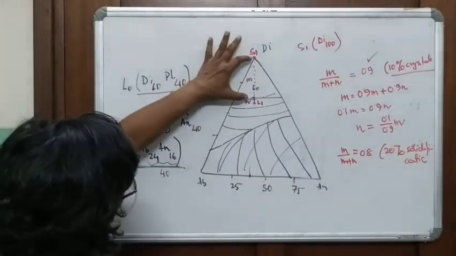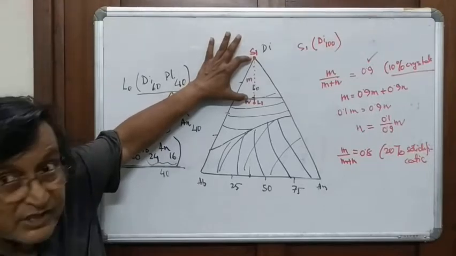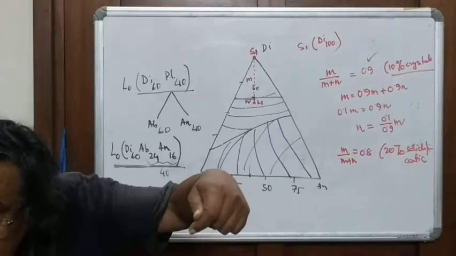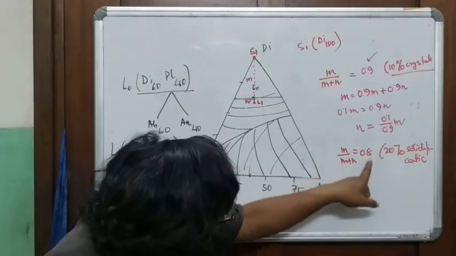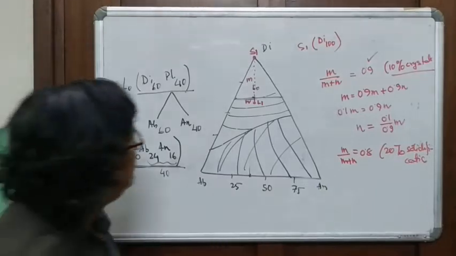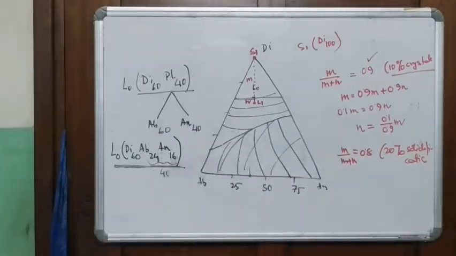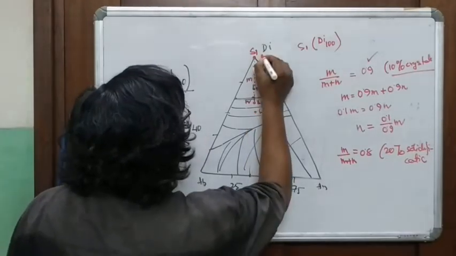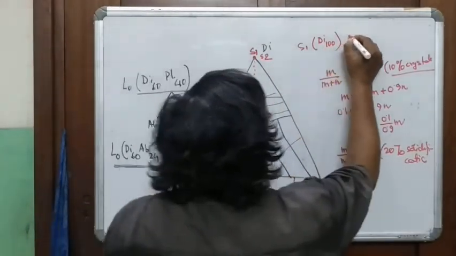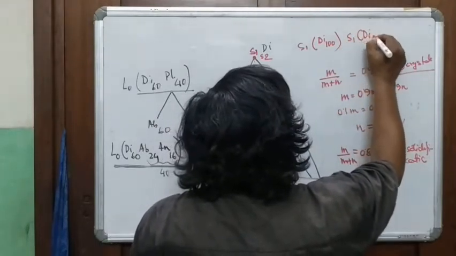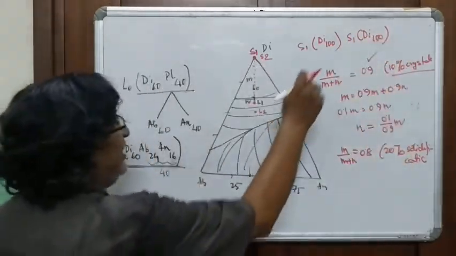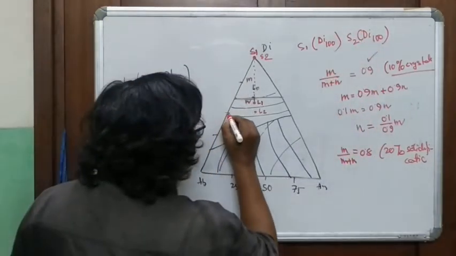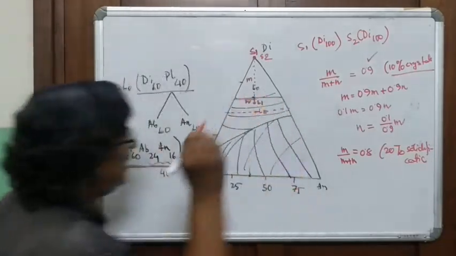Remember, this has not changed. Your M value has not changed. So in a triangular graph sheet, you can measure it with a scale. Once you measure it with a scale, you can multiply the value and get the position of L2, where this is still S2. So S2 is still diopside 100, but now your melt composition has changed to L2.